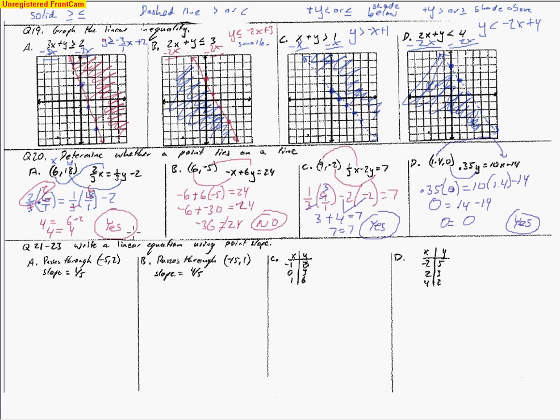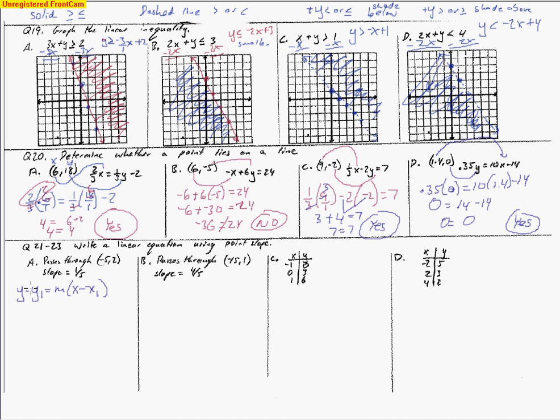21 through 23, those questions are asking us to write a linear equation using point slope. And so the question might have us just use point slope, or might have us solve all the way and find out what the slope-intercept form is. So I'll use the slope-intercept form, but I'm going to write down the point slope formula for you. Y minus y1 equals m times x minus x1.